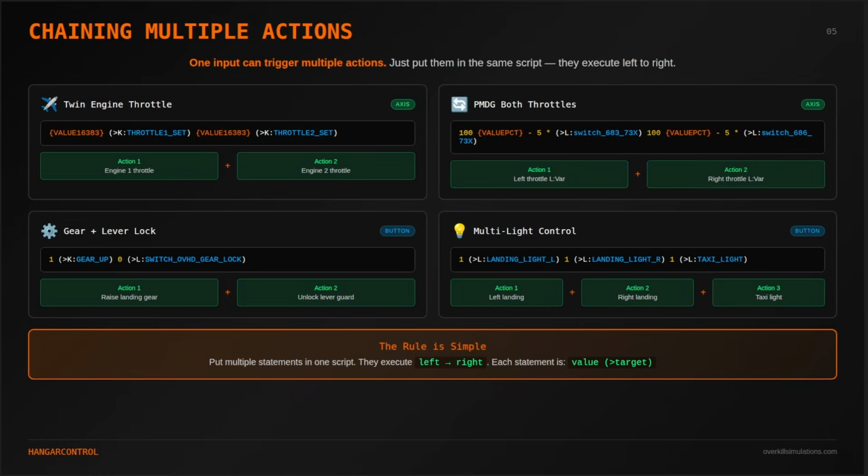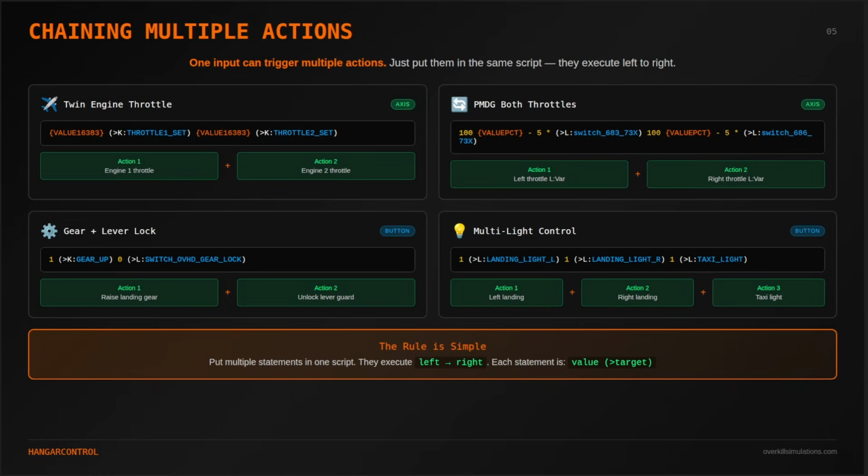Okay? So again, going back to the PMDG 737, if you want one lever to control both throttles, it would be 100, because we need to invert, value percent, the -5, times the LVAR command, then 100 again, value percent, or -5, times the command for throttle 2. Notice that throttle 2 is 686, throttle 1 is 683. But one physical lever, both virtual throttles will move together.